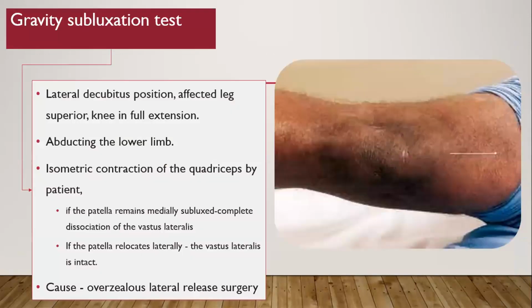Gravity subluxation test: here the patient is made to lie in lateral decubitus position with the affected leg superiorly and the knee in full extension. The patient is asked to abduct the lower limb and also contract his quadriceps. If the patella remains medially subluxed on contraction of the quadriceps, then it is complete dissociation of the vastus lateralis. If the patella relocates laterally, then the vastus lateralis is intact. It shows that there is an overzealous correction of the lateral release surgery.